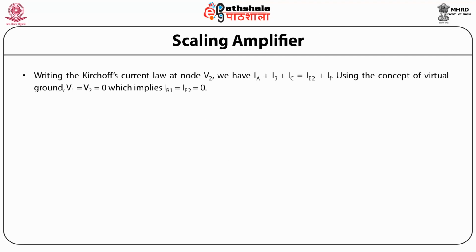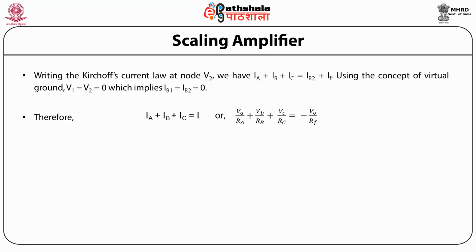Now writing the Kirchhoff's current law at node V2, we have IA plus IB plus IC is equal to IB2 plus IF. Now, using the concept of virtual ground, which is discussed in the previous module, we have V1 equal to V2 equal to 0, which implies that IB1 equals IB2 equals 0. Therefore, IA plus IB plus IC is equal to IF, or I can write VA by RA plus VB by RB plus VC by RC is equal to minus V0 by RF.